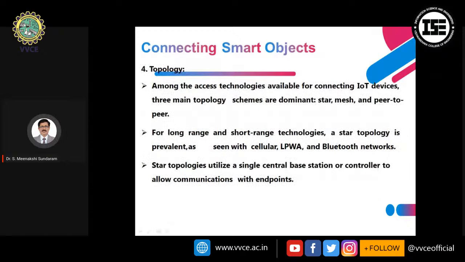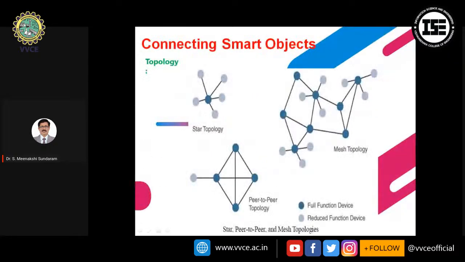Let us take the topology, connecting the smart objects. Among the access technologies available for connecting IoT devices, 3 main topology schemes are dominant. The one is the star, next one is the mesh, and the third one is the peer-to-peer topology, which is predominant. So star, mesh, and peer-to-peer topology for connecting smart objects.